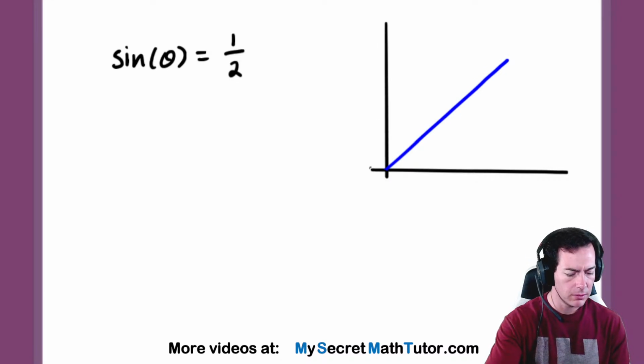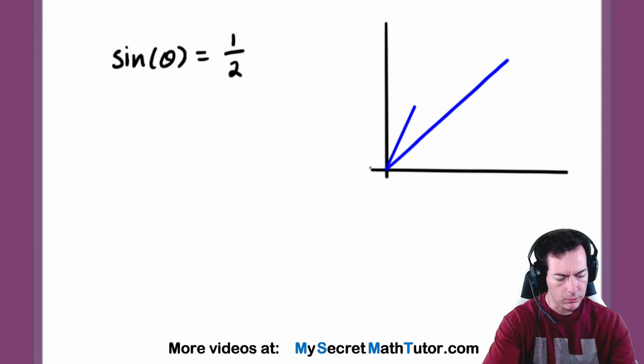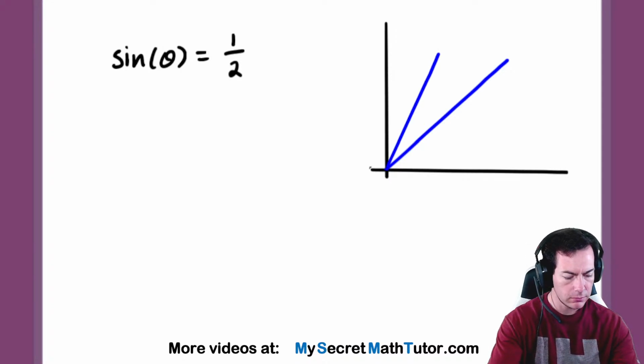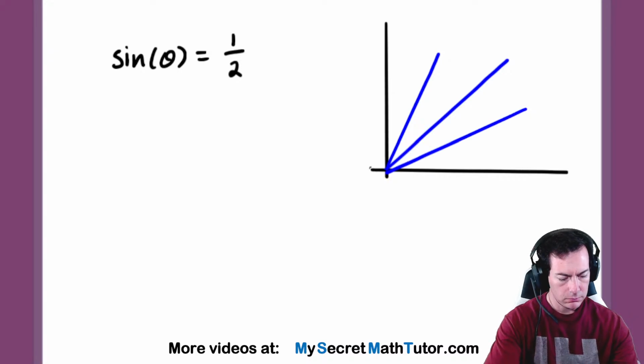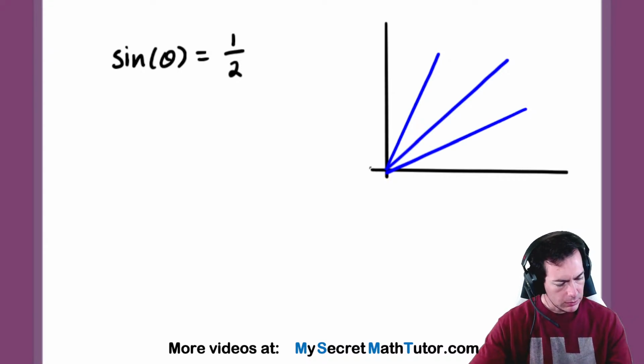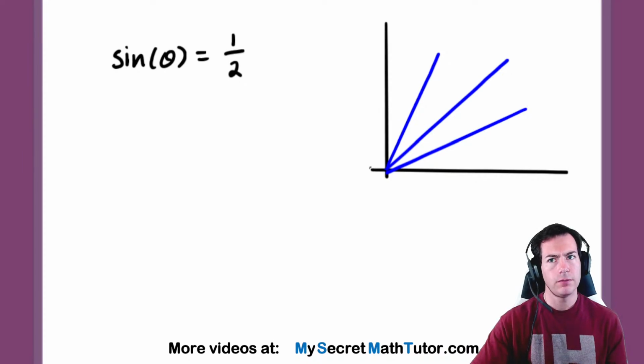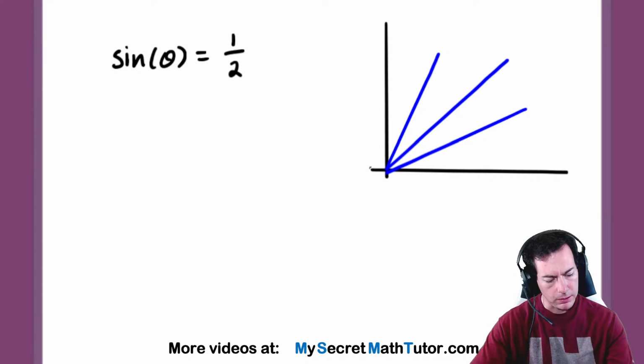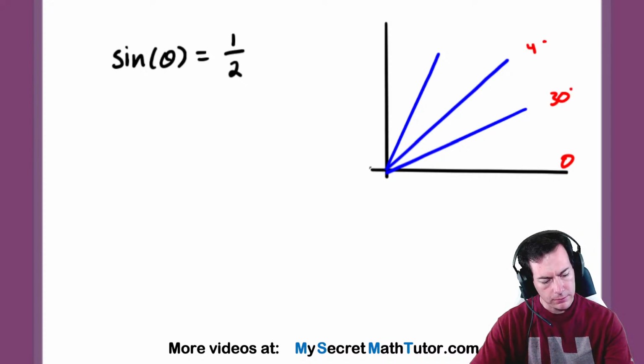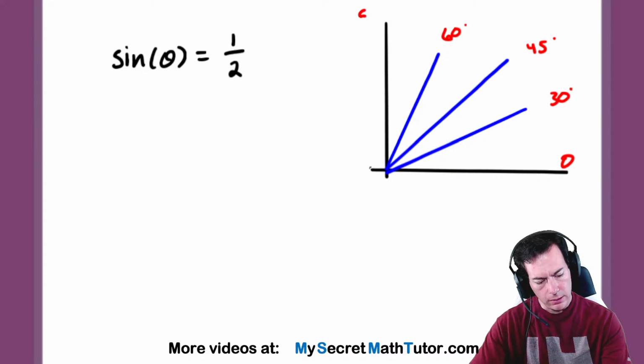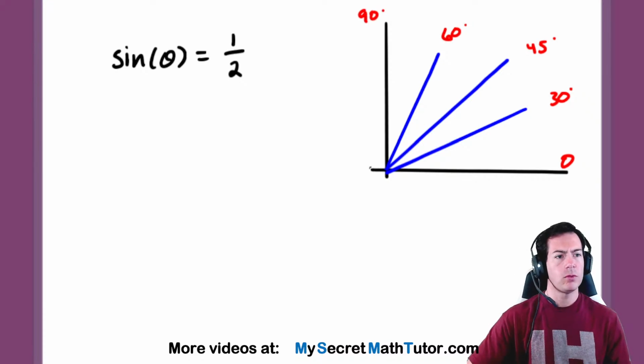So let's see, need a few more lines in here. These are going to represent some of the major angles that we have in our unit circle. So these are the angles of, if you're dealing with degrees, 0 degrees, 30 degrees, 45, 60 degrees, and 90 degrees. Okay, so those would be the major ones of the unit circle.